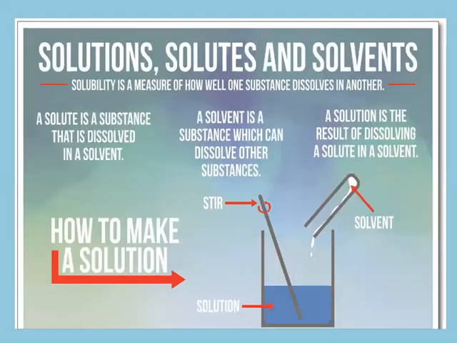How can we prepare a solution? When we take a solute, which is a substance that is dissolved in a solvent, and stir well, then we get a solution as a result of dissolution of the solute in the solvent.